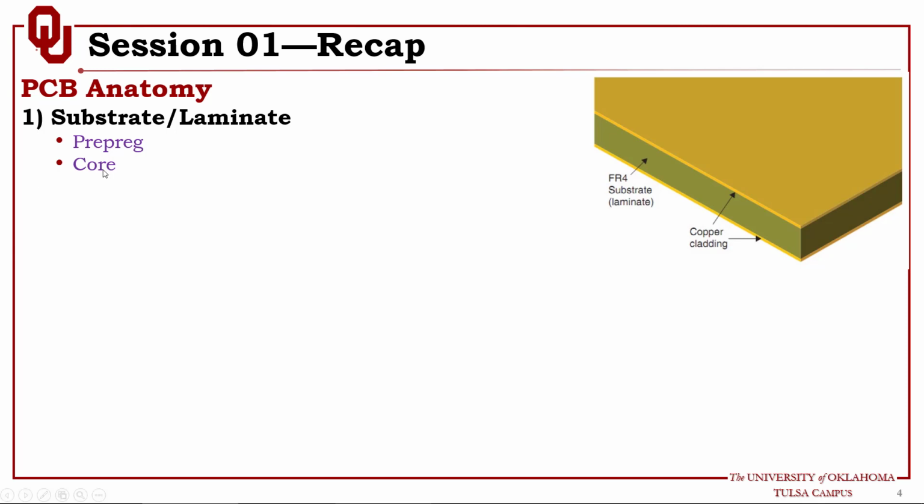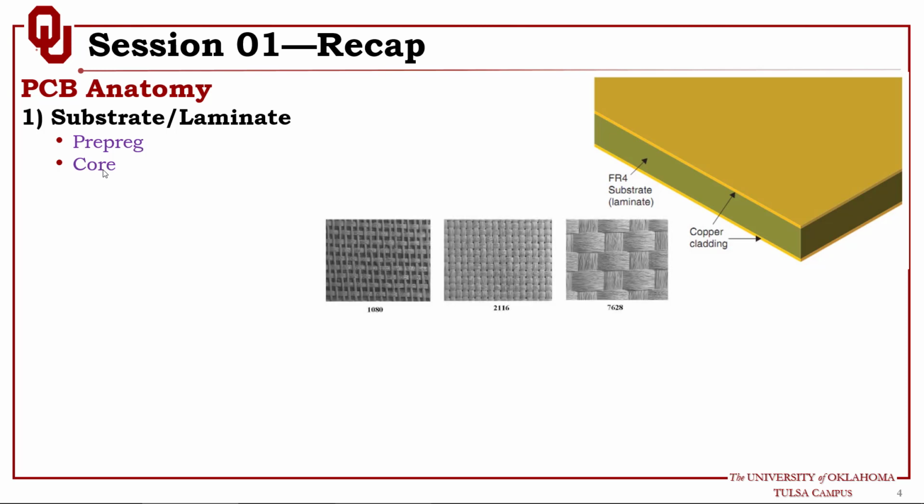The second one is called the core. And always the core separates 2 pre-pregs, with the copper foil on the top and bottom of the pre-preg, of course. So the core is C stage because it's a pre-cured dielectric material such as FR4, made in the core factory.